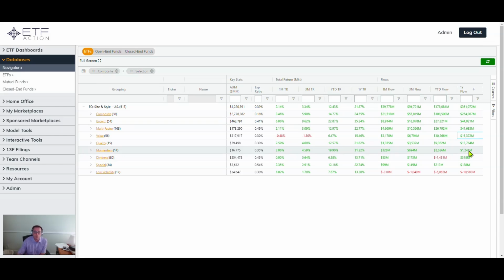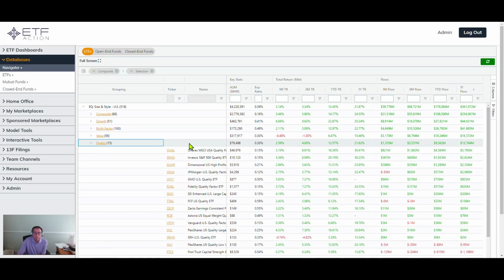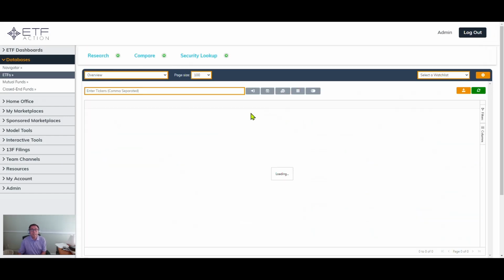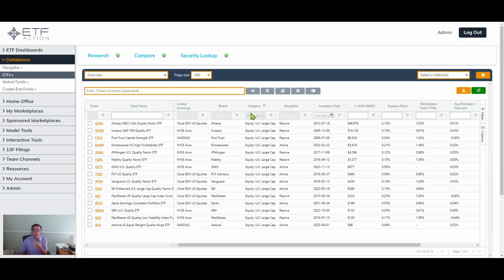And then of course, just remember, once you've set those groupings, the last grouping always creates a link into the database. If I wanted to look at those 15 quality funds, which I can see here if I open it up as Qual, SPHQ, Dimensional US High Profitability, and so on, and I wanted to evaluate them side by side using our look-through analytics, because I've set that selection as my last grouping, I can click this quality link and it's going to pass through those filters necessary to isolate those 15 funds in my database.